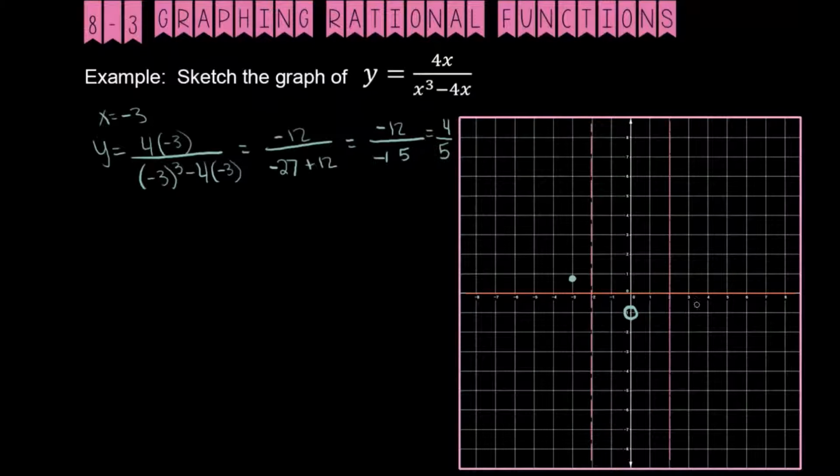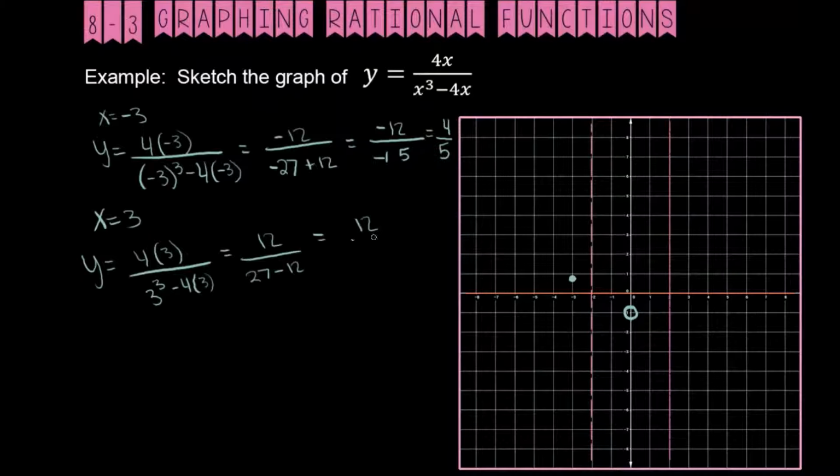Then I'm going to pick this value of 3 because that's to the right of my other asymptote. So if I let x equal 3, I get y is equal to 4 times 3 over 3 cubed minus 4 times 3. So I get 12 over 27 minus 12, which is going to be 12 over, okay, that worked out nicely. 12 over 15, which we already know is 4/5. So again, we are almost at 1 there.